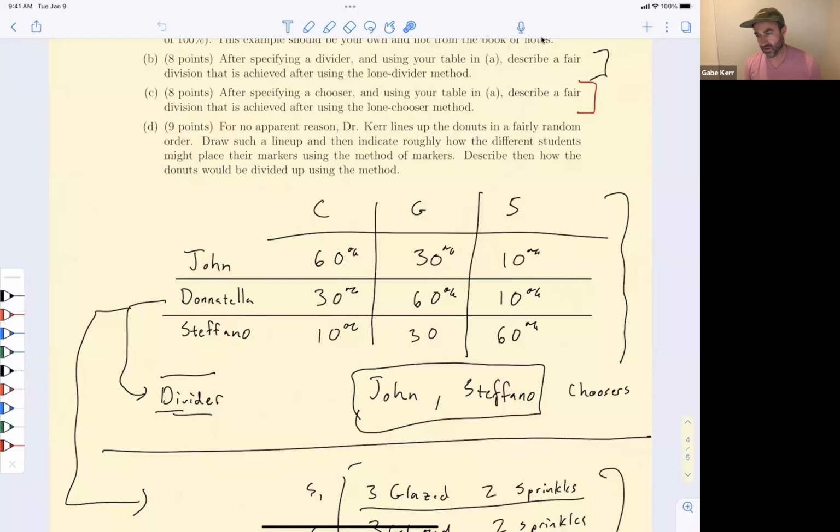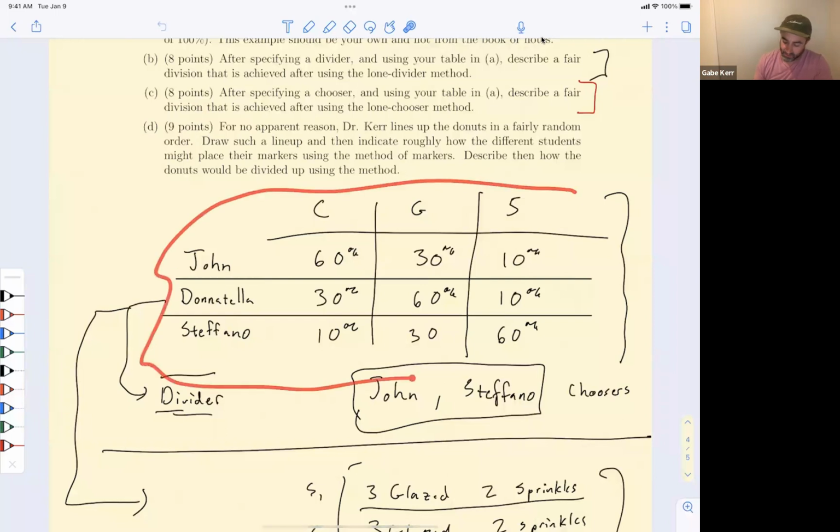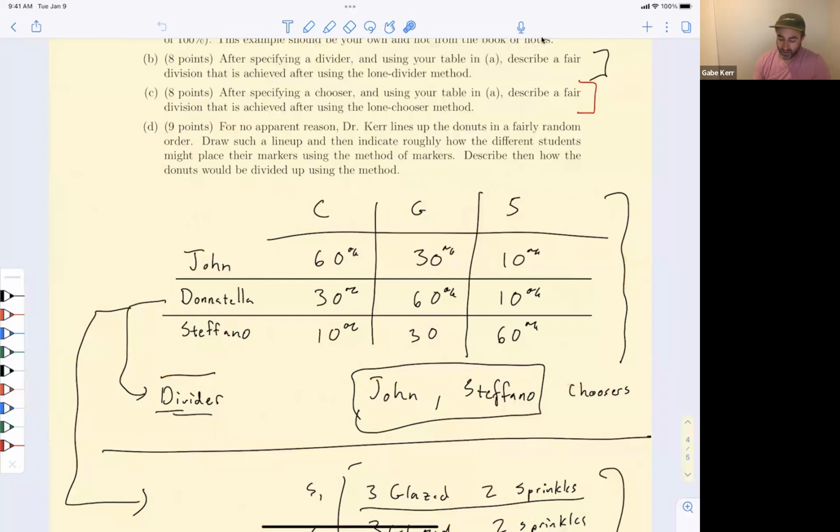So you can just draw circles, or you can even do letters, C, G, and S, for chocolate, glazed, and sprinkles. You can just write them, I guess there are 18 of them, so write them in a row. And then once you've set up your table, I just want a rough idea, this is not going to be perfect, of where they might put their markers.